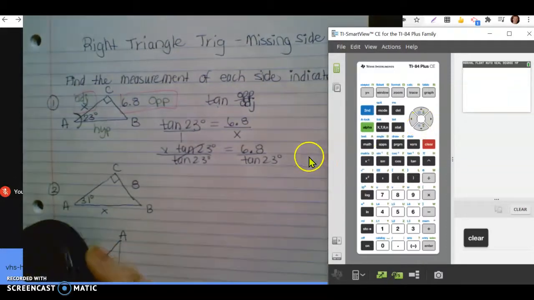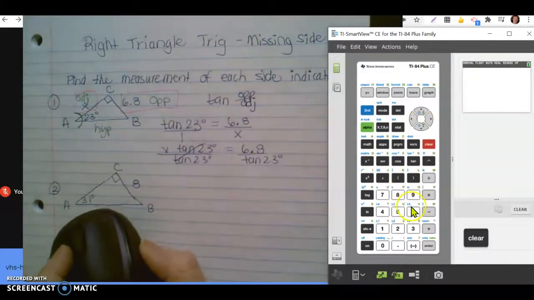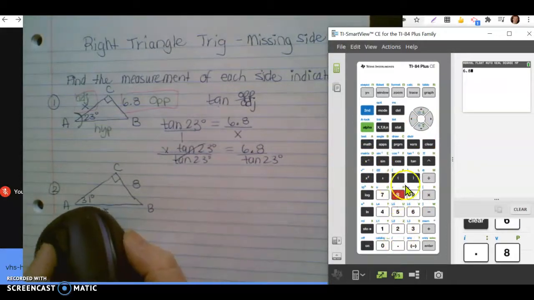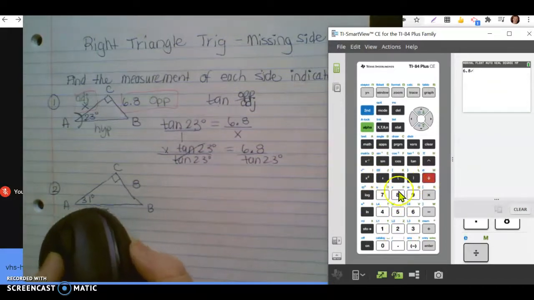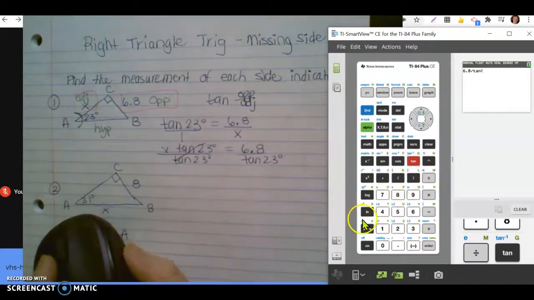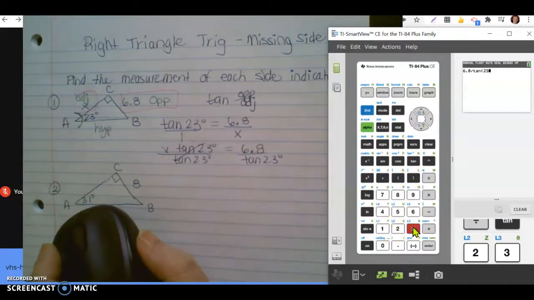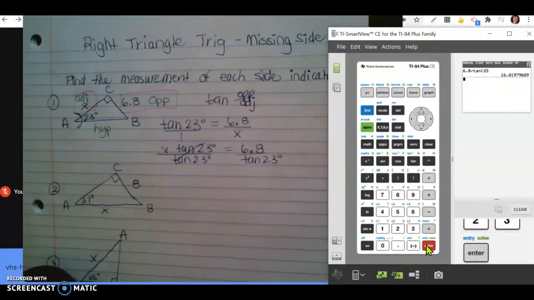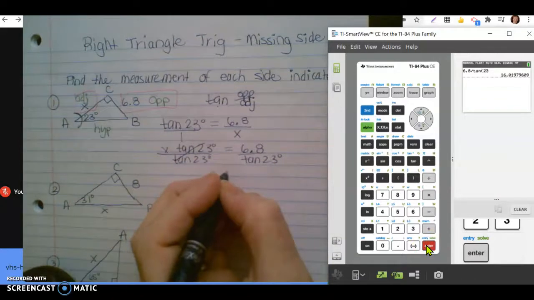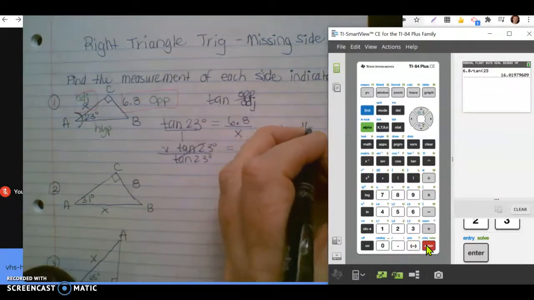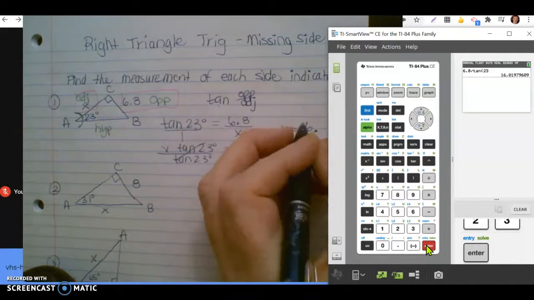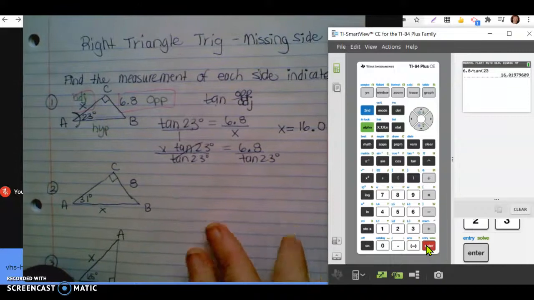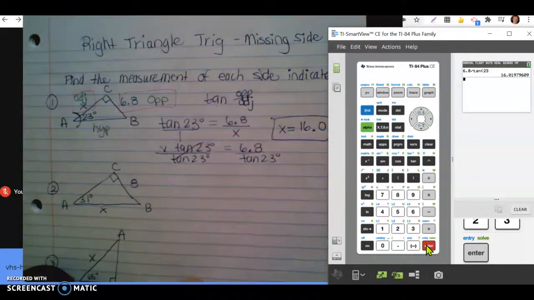TI-84, we are going to type this in. So 6.8, then I'm going to hit divided by, and I'm going to pick tangent, and then I'm going to put 23 degrees in there. And then I can just hit enter. And straight out of my calculator, I get the answer, which is x is equal to 16 point, let's just round to one decimal place, so we'll say 16.0. So that means that the missing side is 16.0.